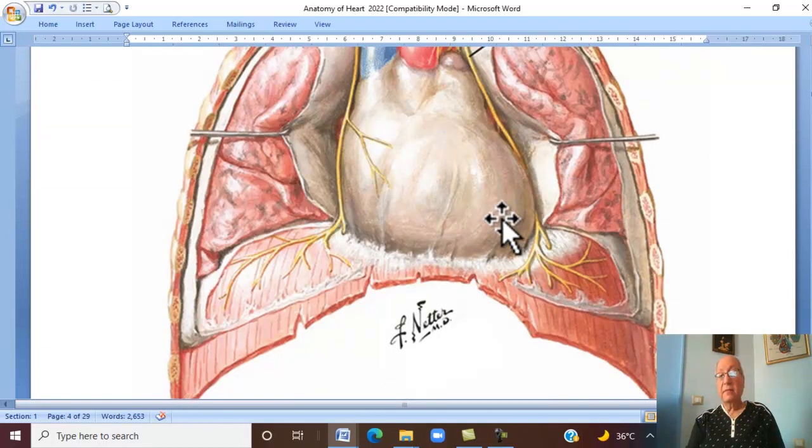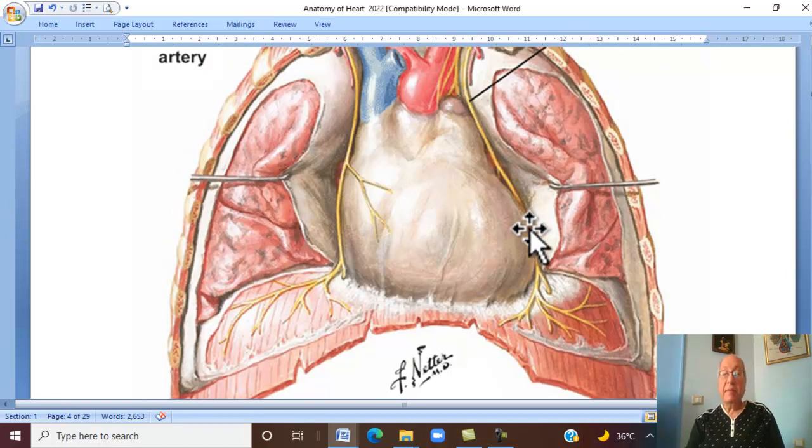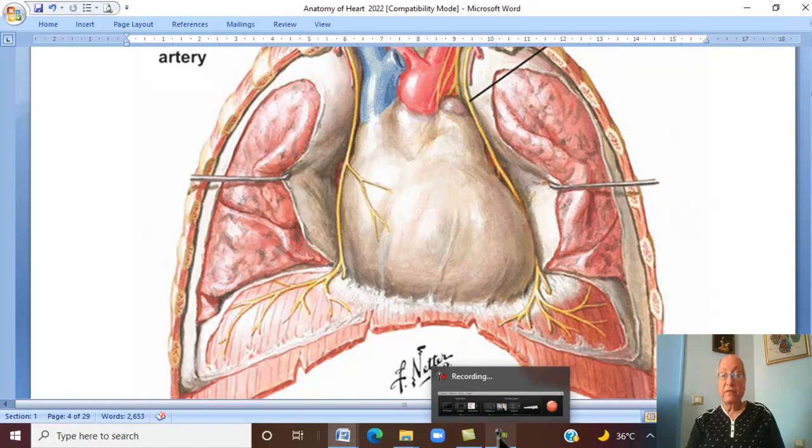This is another view, the apex here related to this left lung, and this white color represents the left pleura, which is retracted to see the apex of the heart. If you leave this lung and the pleura, it will cover the apex of the heart and come in contact with the apex of the heart. The left pleura and lung are retracted to see the apex. This is the apex and base of the heart.